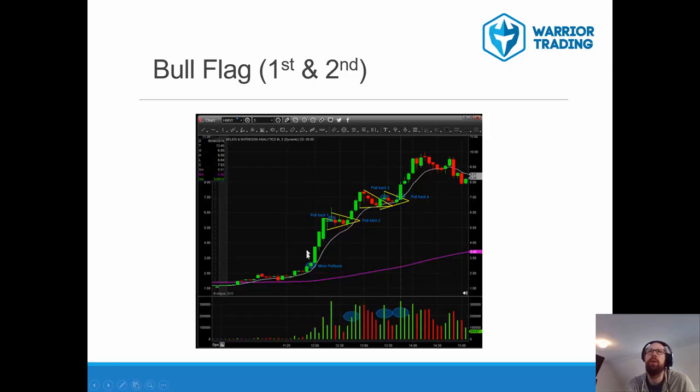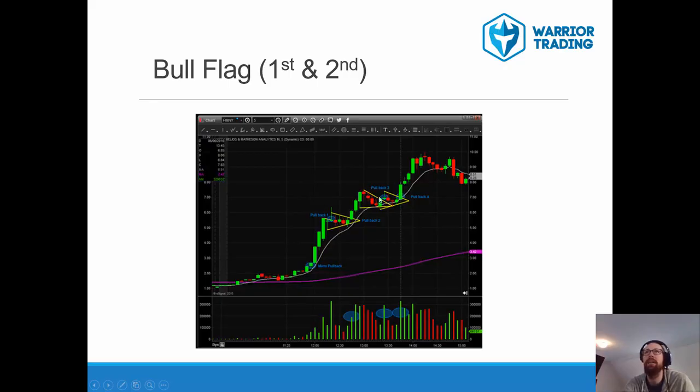Here's another one, HMNY. We squeeze up from $2 all the way up to 6. We pull back 1, 2, 3, 4 candles. Your entry is right here. First candle to make a new high from like 5.50 all the way up to 6, 6.50, 7, 7.25. That's a huge move, almost 2 points.